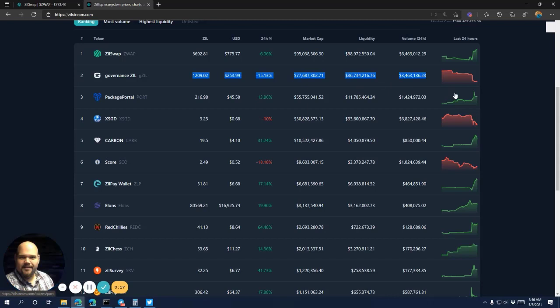Now, listen, I don't do pricing, so there could be and probably are other factors as well, but this will do for now. When you look across the board, that's what's going on. ZilPay, Elon's, Red Chili, ZilChess, Carbon, all now getting ZWAP rewards. They're all increasing.